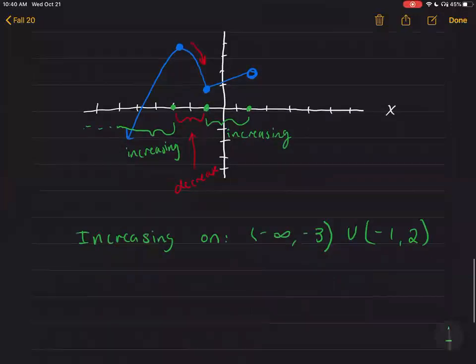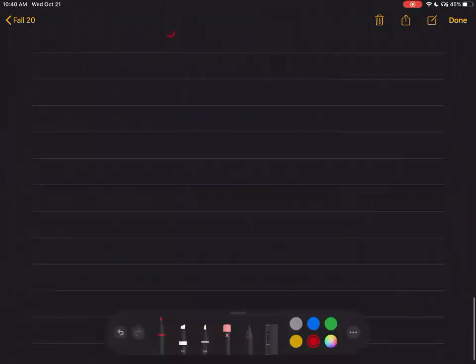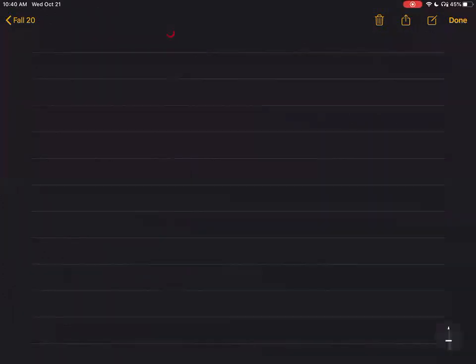Excellent. Okay, and then it's decreasing on this little section right here, and that's -3 to -1, like that. Excellent. Okay, we have one more idea that we want to cover. There's one more piece of information we want to talk about extracting from the graph of a function, and this is local minima and local maxima.